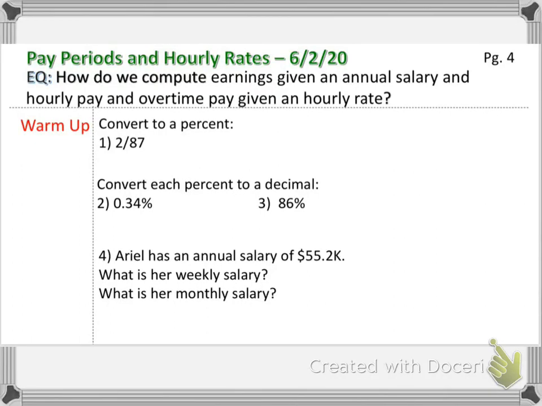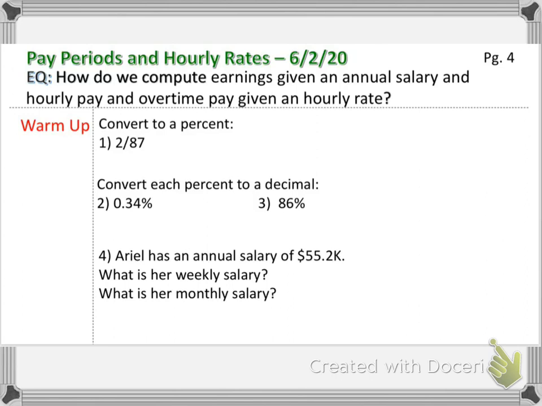All right, so today's notes is called Pay Periods and Hourly Rates. And the essential question for today is how do we compute earnings given an annual salary and hourly pay and overtime given an hourly rate? Okay, so that's our essential question. The warm up, I would pause and do it on your own just to make sure you understand it. I'm going to go ahead and go through it. So I would definitely check your answers afterwards.